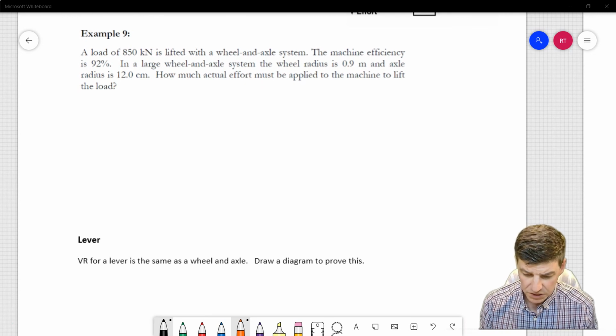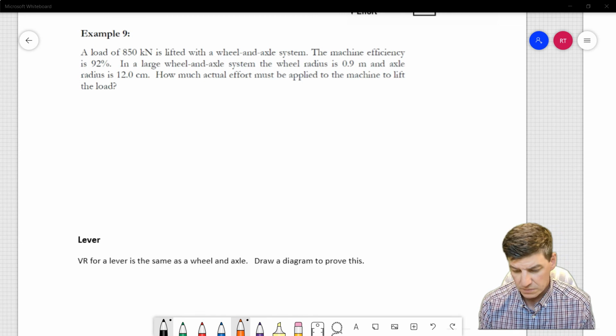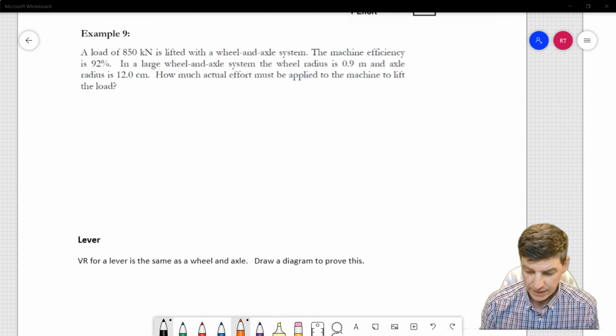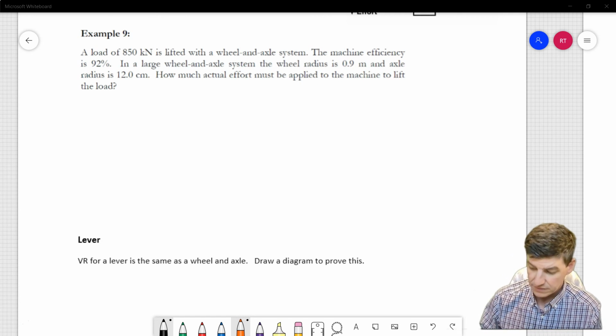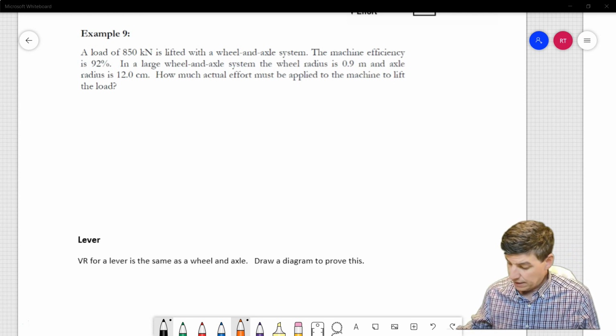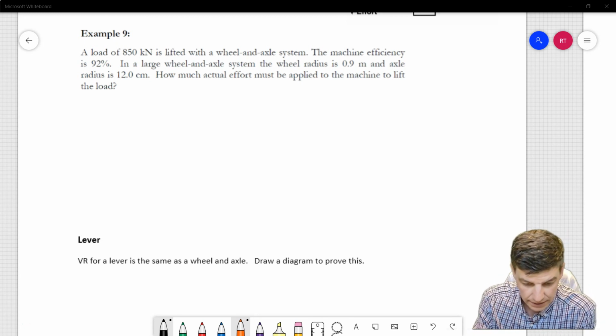Okay, so we have an example question on wheel and axles. We have a load that's being lifted with a wheel and axle system. Machine efficiency is 92%. In a large wheel and axle system, the wheel radius is 0.9 meters and the axle radius is 12 centimeters. How much actual effort must be applied to the machine to lift the load? Okay, so we'll start out with the same process that we've gone through. Let's make note of what we know out of the problem, ensure that all of our units are consistent, and then we'll start diving into the equations.